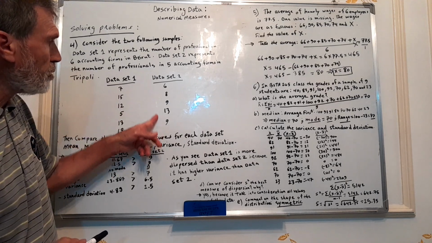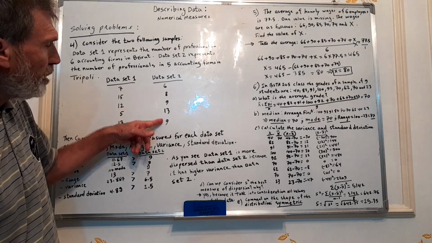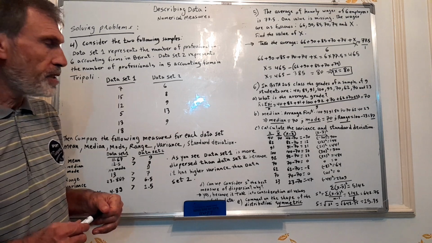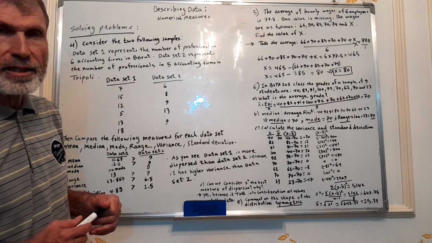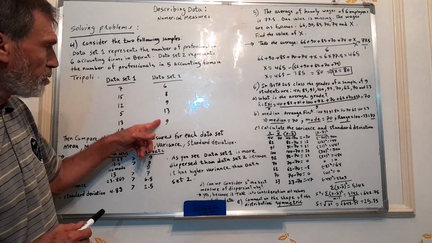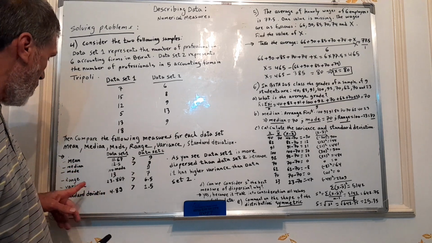What about data set 2? As you can see, in data set 2, 9 repeats 2 times or exists 2 times in this data. Therefore, 9 is a mode. Okay? So here we have a mode in data set 2. We have no mode in data set 1. Okay? Now, what about the range?